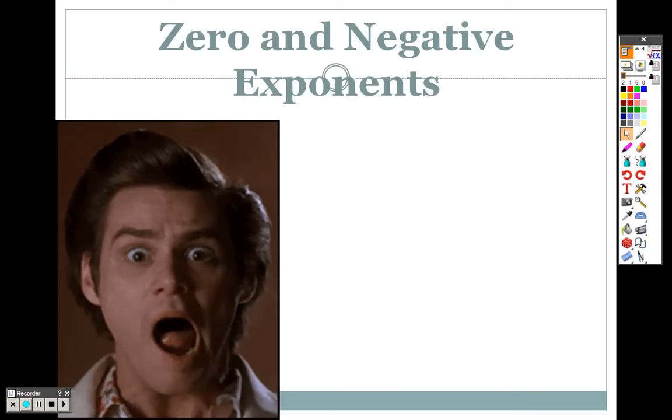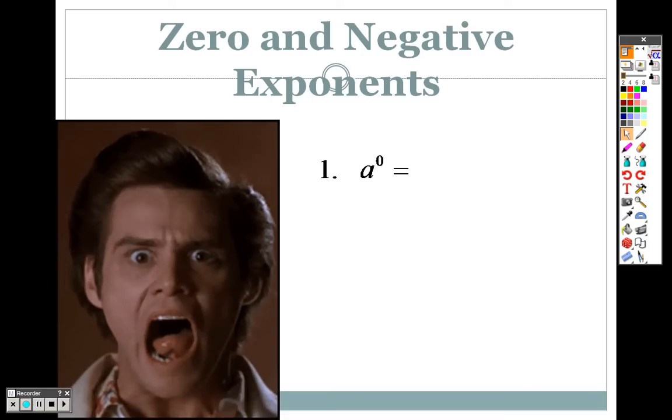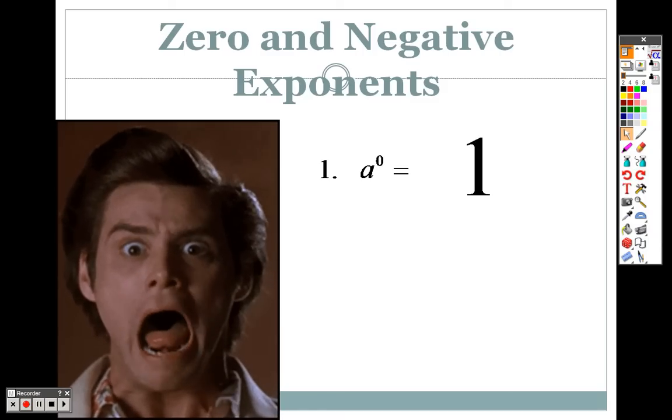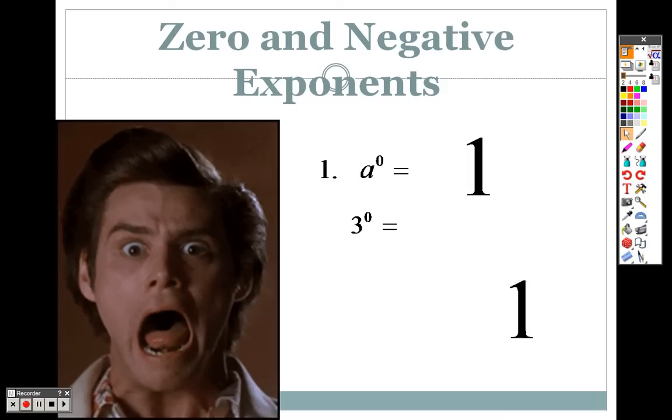It wasn't lava. So 0 and negative exponents now. Anything to the 0, anything at all to the 0 is 1. Anything to the 0 is 1. So 3 to the 0, 1.